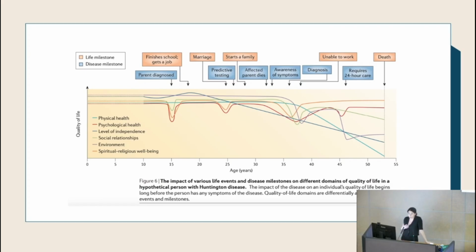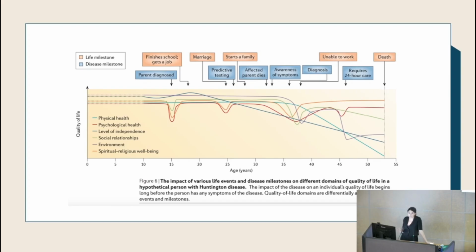This, of course, causes problems for their psychological health, their social relationships, their spiritual and religious well-being. But then they finish school, they begin to gain independence, they enter adulthood, they pursue a career, they may meet someone and marry, and then they may consider starting a family. And the spectre of the disease again raises its head, and this causes anxiety and fear when people start to think about the concept of predictive testing. As this person then progresses into adulthood and their parent becomes more unwell, soon after the death of their affected parent, they may begin to experience symptoms themselves.